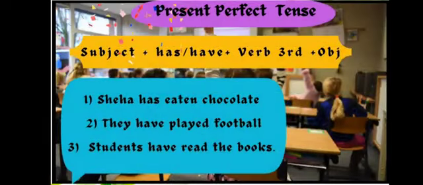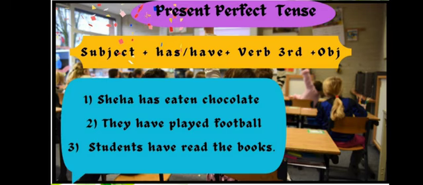Present perfect tense. So, what is present perfect tense? So, you are enjoying it. I hope you all will enjoy it better. So, here are the examples. The first one is Sneha has eaten chocolate. Here we have the formula. What is the formula here? The formula is subject plus has or have plus verb, its third form, plus object.